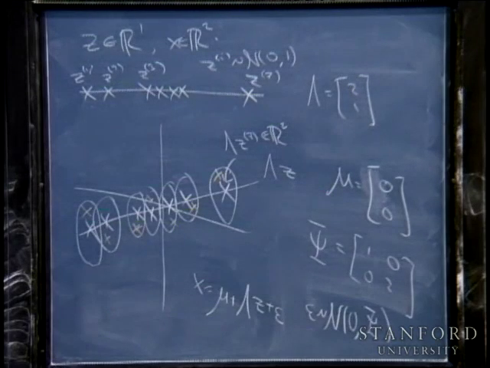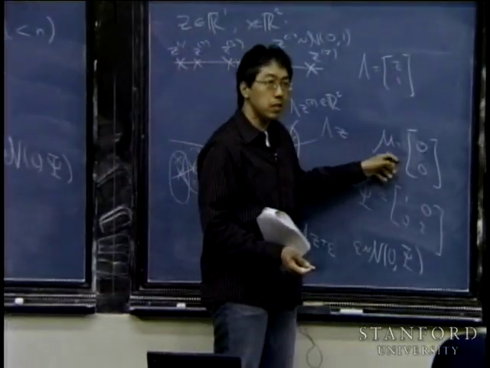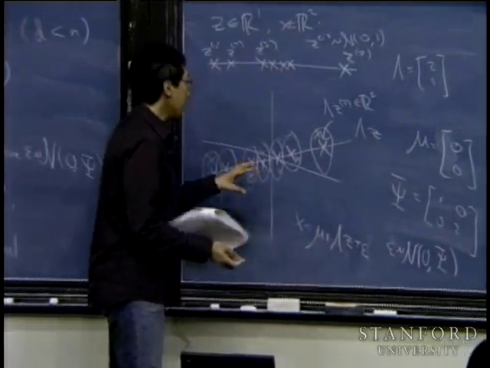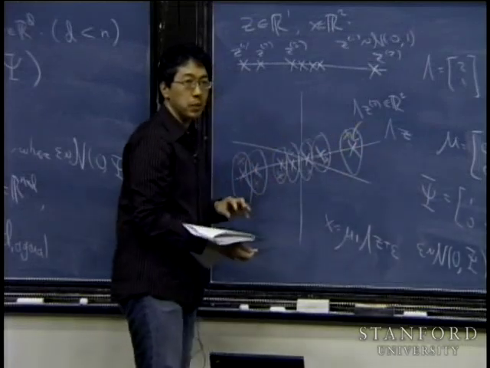Do you add mu? Oh, yes, you do. In this example, I set mu to 0, 0 just to make it easier. If mu was something else, you take the whole picture and shift it to whatever the value of mu is.